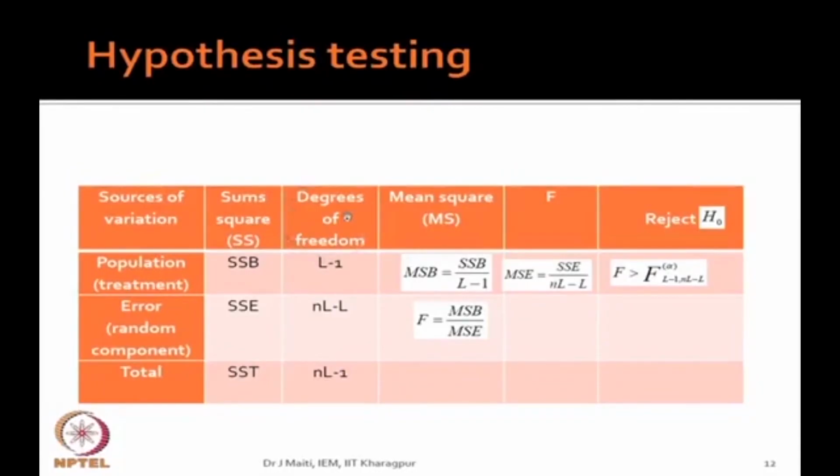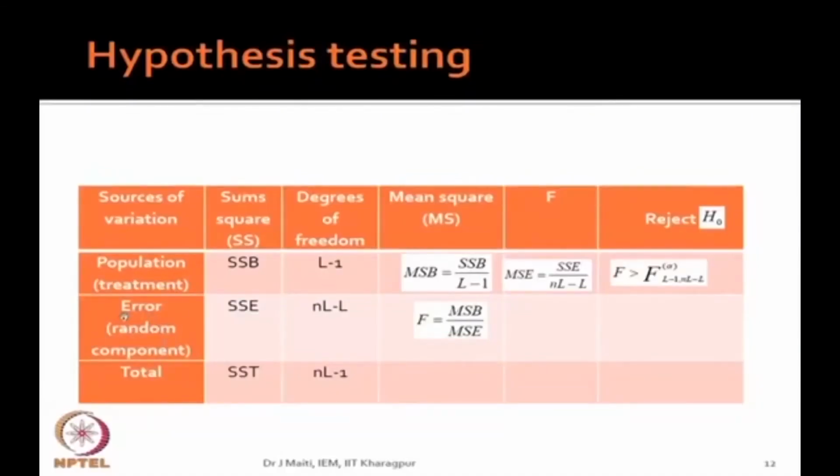Degrees of freedom you have also seen, then you have to compute mean square and the F value, and based on the F value you will be accepting or rejecting the null hypothesis. Okay. So, we have considered L populations, no other factors in the present case. So, the source of variation is the different populations, and apart from this you cannot nullify the random effect. So, random effect comes under error.